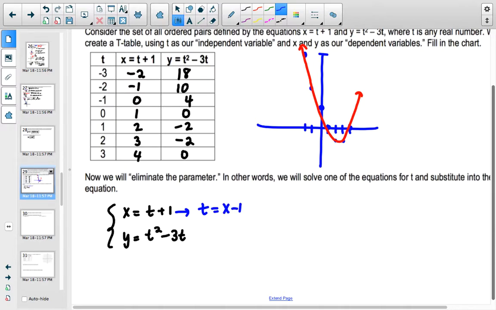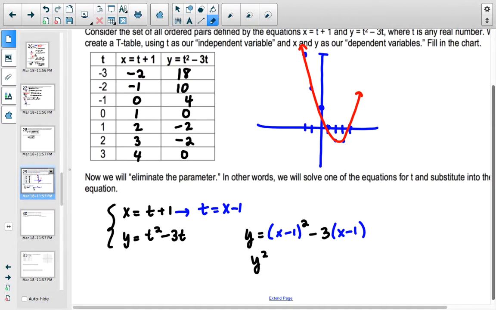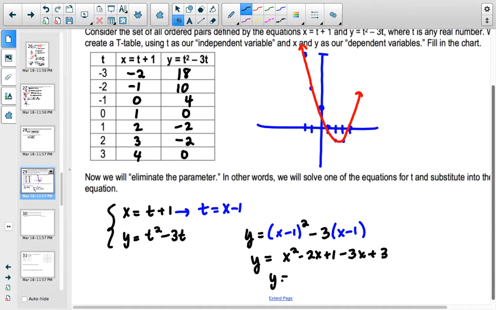What do you think I'm going to do to eliminate that parameter, eliminate the t in this problem? I'm going to put this into this, right? Does that make sense? So if I replace my t's with x minus 1, I get x minus 1 squared, right? Minus 3 times x minus 1. And then I could FOIL it out. Y equals x squared minus 2x plus 1 minus 3x plus 3. So we'd get the equation y equals x squared minus 5x plus 4.